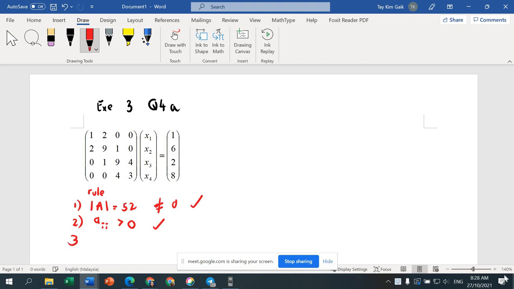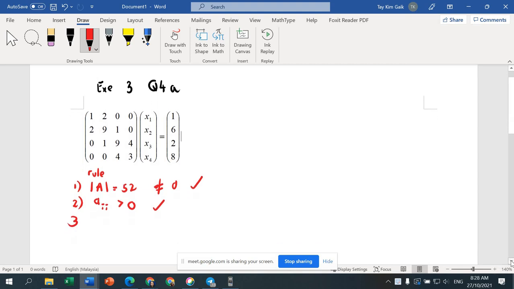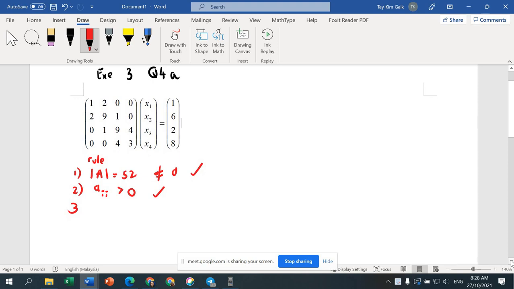And then number 3, you have to show the maximum of your magnitude AKJ less than or equal to the maximum of the AII. Maximum AII is actually from the 4 diagonal values. Pick up the maximum, which is 9.